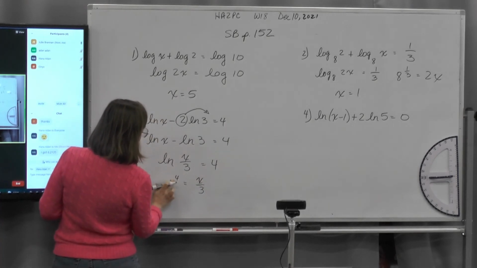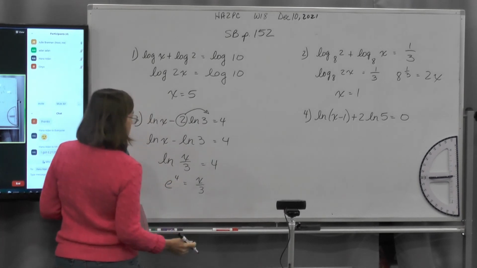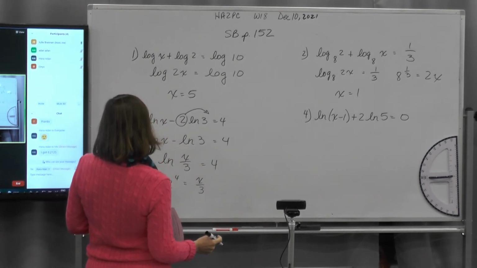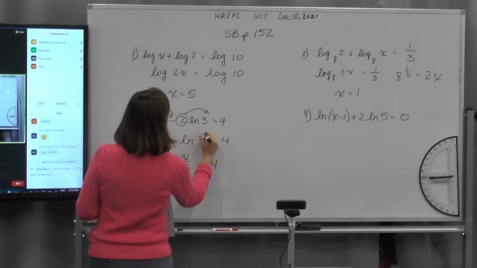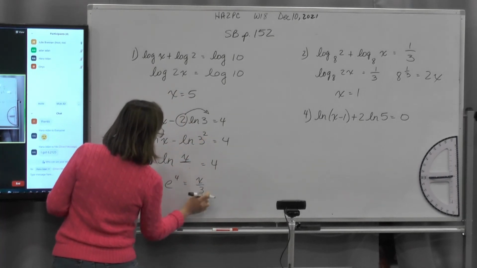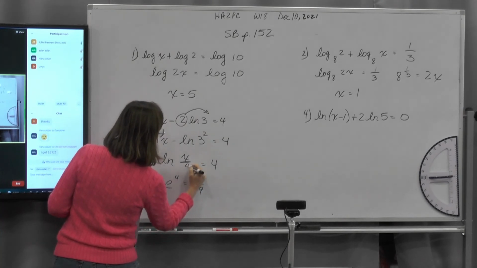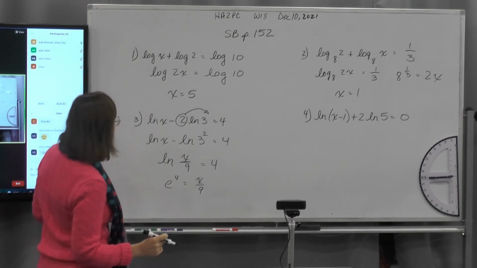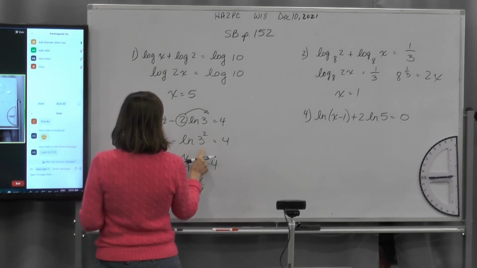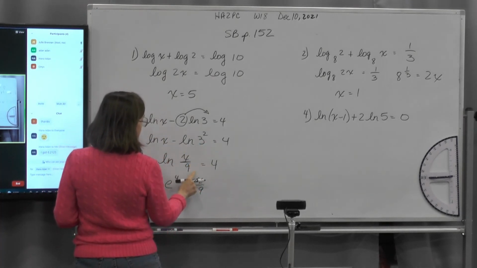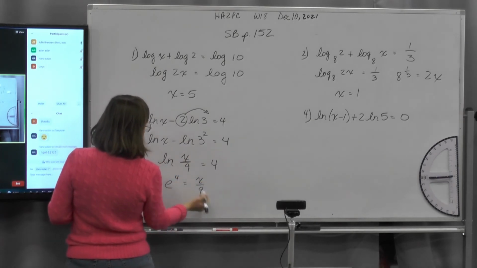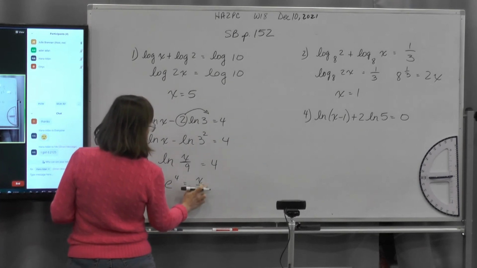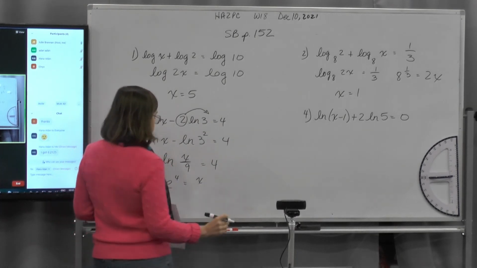Wait, wouldn't it be x over 9? Because when you moved the 2, you made it 3 squared, which is 9. Oh yeah, thank you. That's me not looking at my solution. There we go. So this becomes natural log of x over 9 equals 4. e to the 4th is equal to x over 9, so x is equal to 9e to the 4th. Pretty simple.